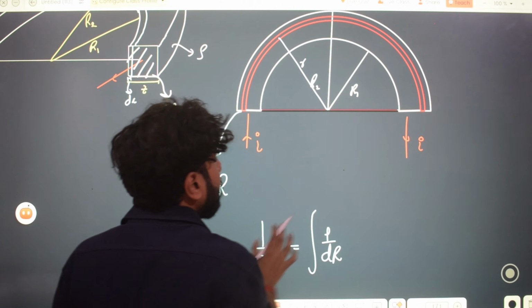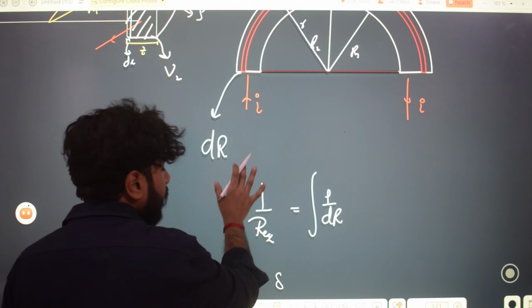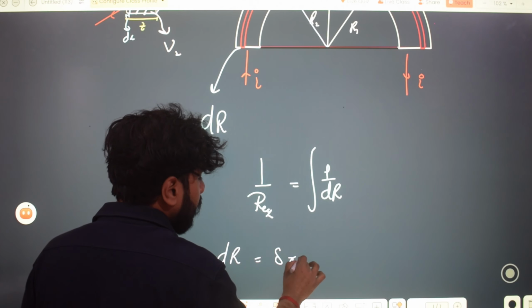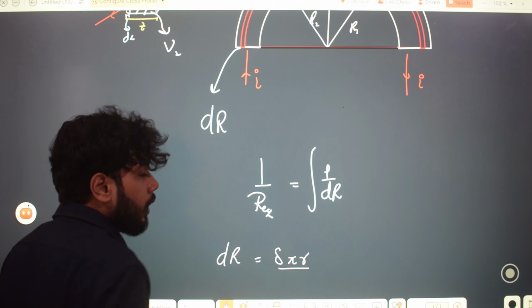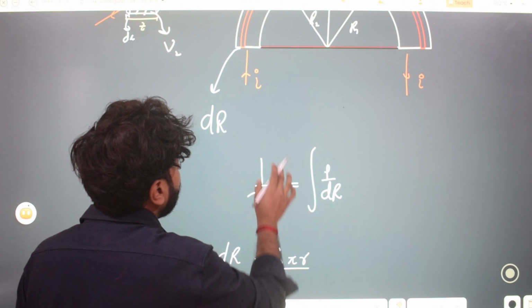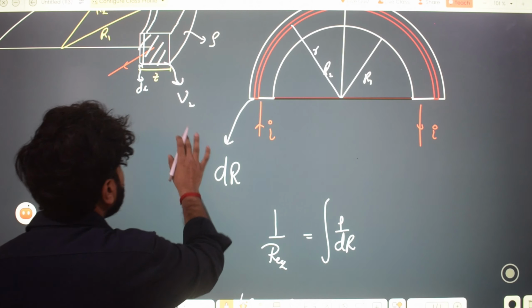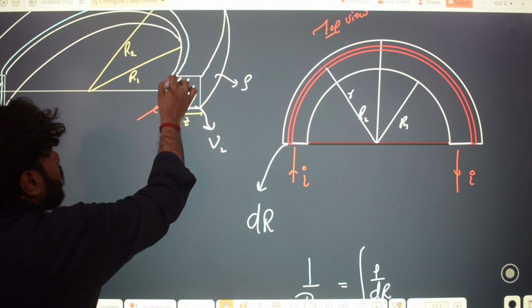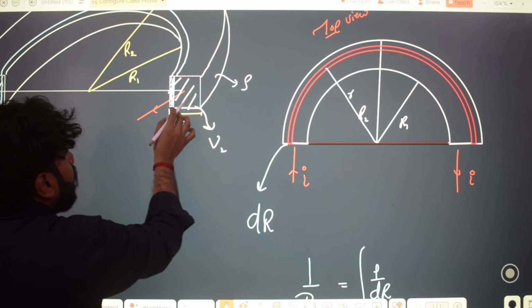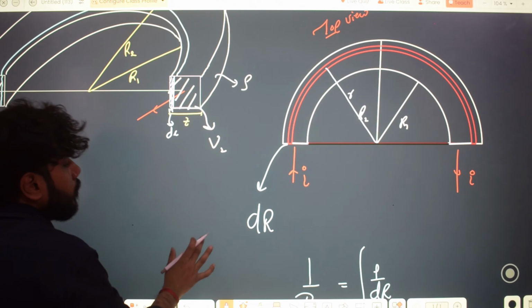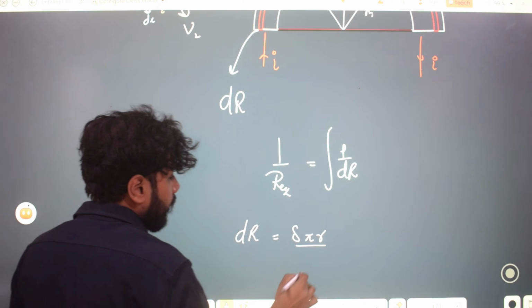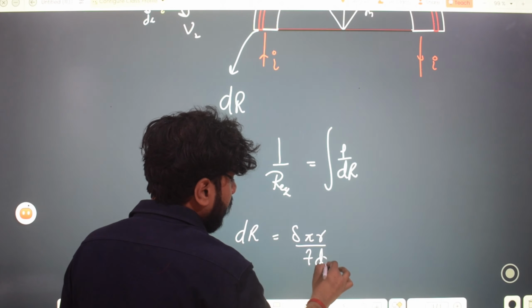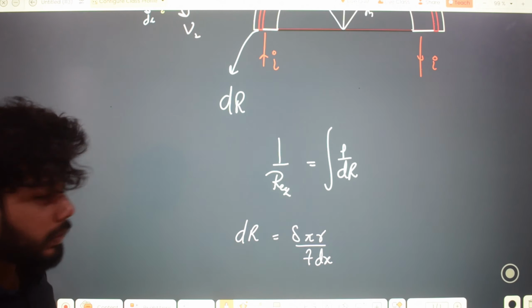This much length means semicircle, that will be our pi r, okay? And area, what area is the current going through? You can see from that picture. This area the current is traveling through, right? This area. So this is dx and this is t. So area is t dx, right? So this is what we have to do.